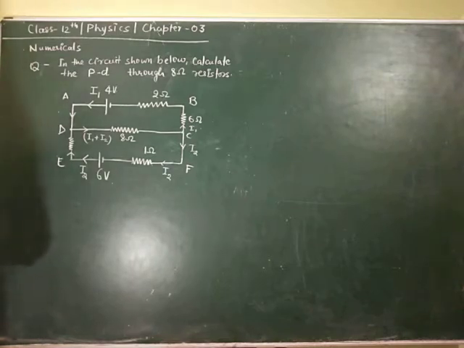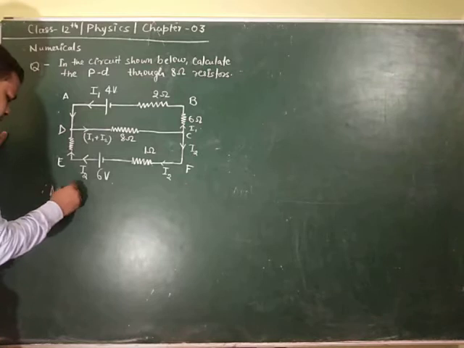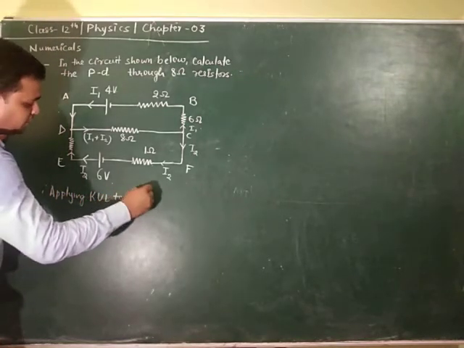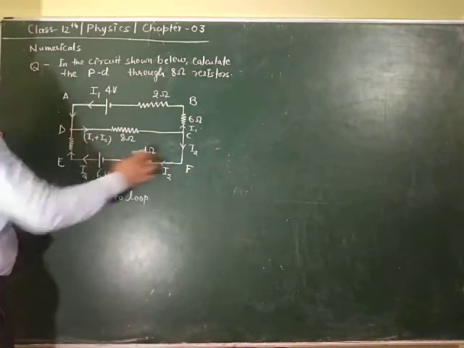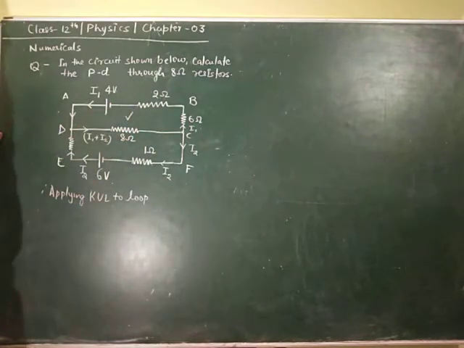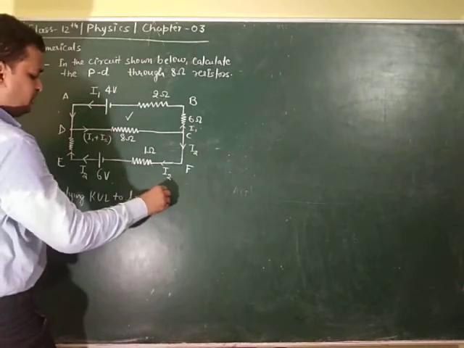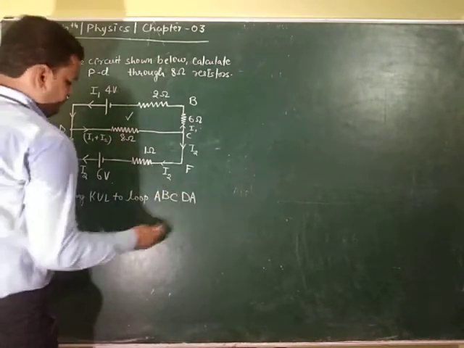We have to apply now the KVL. Therefore, applying KVL to loops. There are two loops you can see, but there are many loops. One, second, and the total loop we can take, but we take them one by one. First of all, we will take this loop. This loop is A, B, C, D, A.